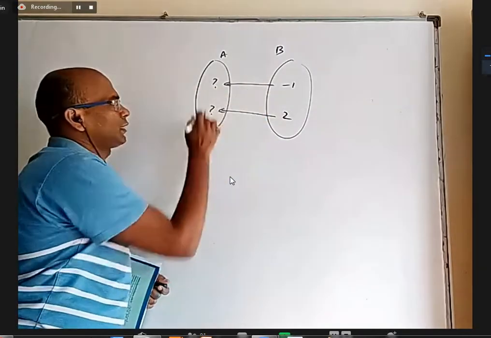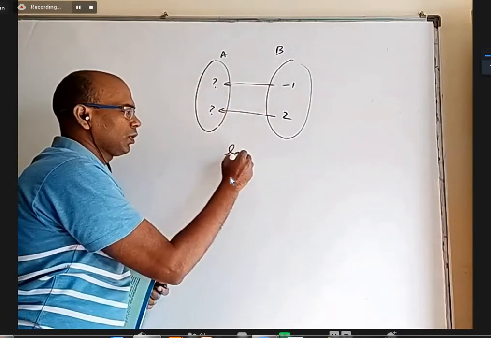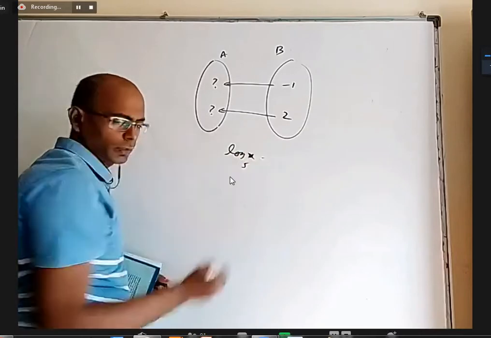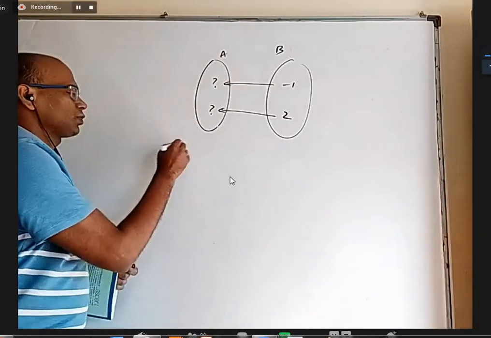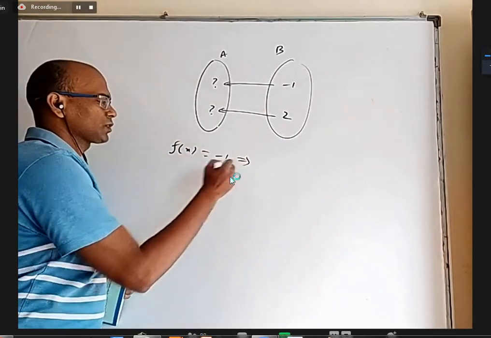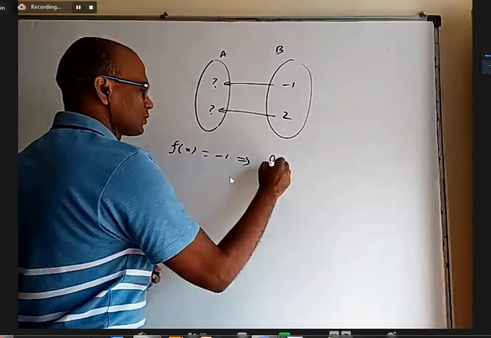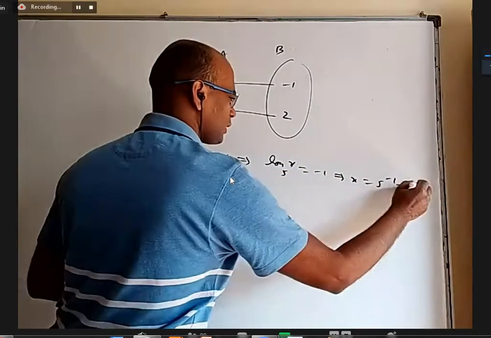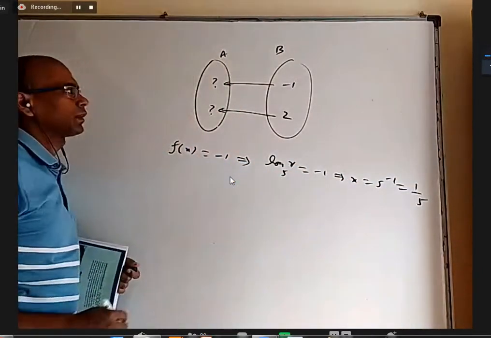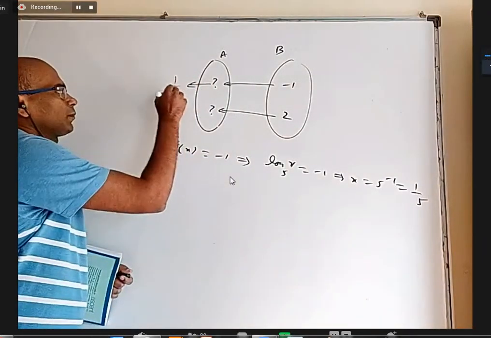If you want to know that, let us call that x. Log x base 5. For what x value f of x is -1, we don't know. So let us take f of x equal to -1. That is log x base 5 equal to -1. x is equal to 5 power -1, which is 1 by 5. So this is actually 1 by 5.